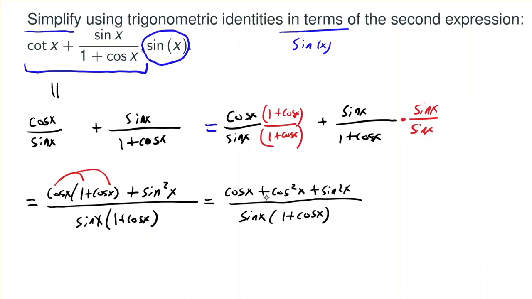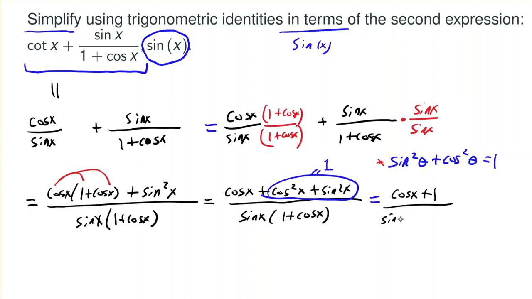Here we have to remember one of the identities you have to remember: cosine squared x plus sine squared x equals 1. Sine squared theta, whatever the angle is, plus cosine squared of the same angle equals 1. So this entire thing is 1. When we simplify the right side, we have cosine x plus 1 over sine x times 1 plus cosine x.